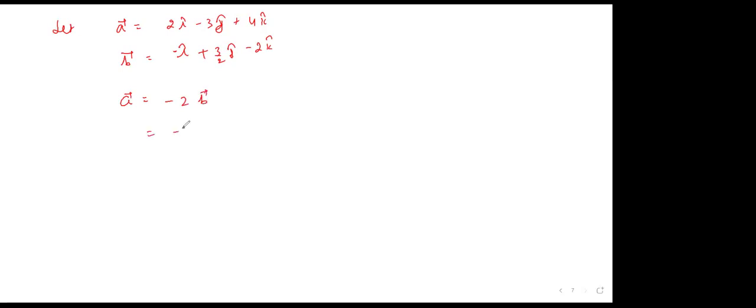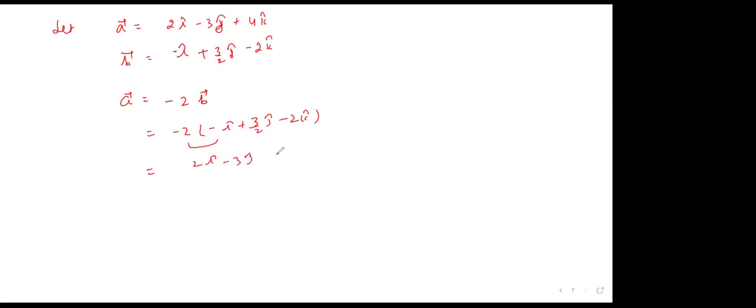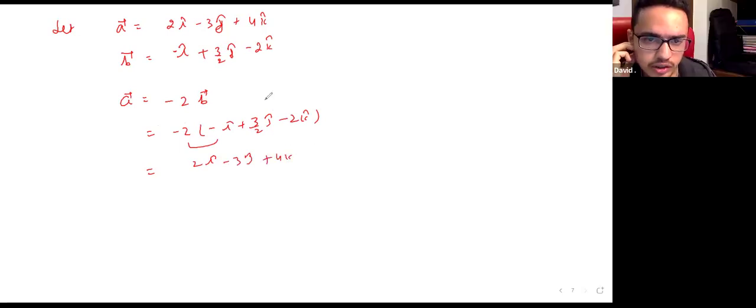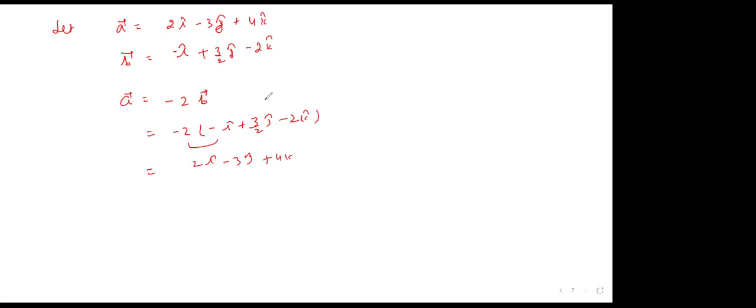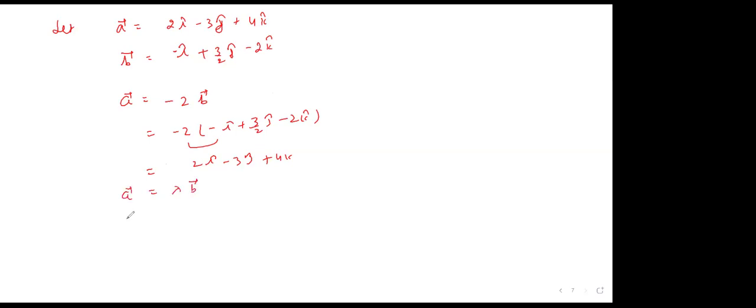Let's see whether we get it or not. If we take minus 2 times minus i plus 3 over 2j cap minus 2k cap, what do we get? We get plus 2i cap, and the 2 will be cancelled, minus 3j cap and plus 4k cap. Yes, A vector can be written as minus 2 times B vector, which means they are parallel. A vector is parallel to B.